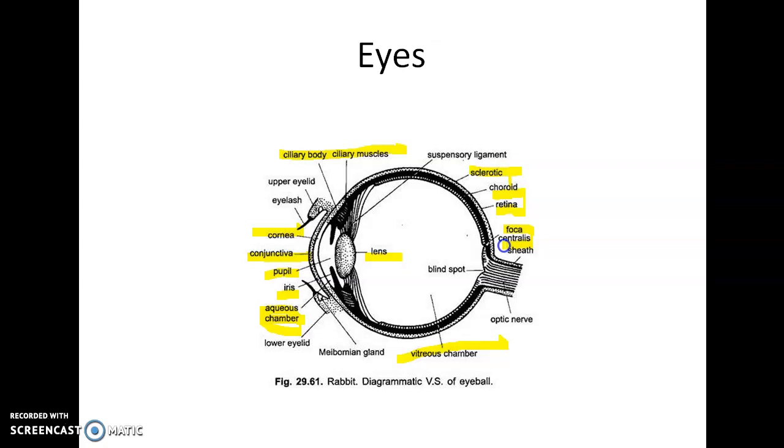This point is claimed to be the area of the most intense twilight vision, and also that the images are usually found here. The point where the optic nerve joins the retina is called optic disc. Here the rods and cones are absent. The area is insensitive to light. It's called the blind spot.